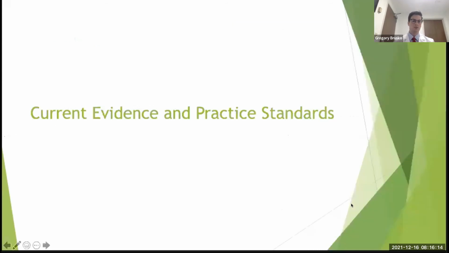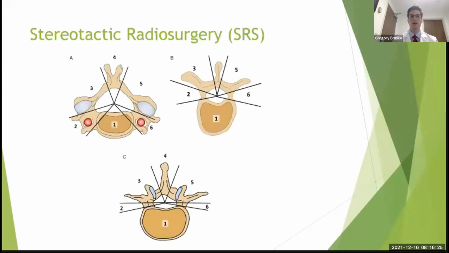And so with that, we'll delve into some of the current evidence and practice standards today, some of the common treatment methods for these various tumors, initially staying on the topic of spinal metastases. Stereotactic radiosurgery remains a very common treatment method. It delivers ablative radiation doses to the target with sub-millimeter accuracy, and so this minimizes the radiation doses to off-target normal tissues.